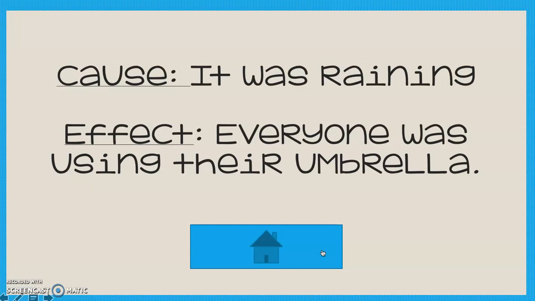So this is just an example. Yours might be a little different, but it's probably something around rain and umbrella or something similar to that. It doesn't have to be exact, but it has to make sense with our picture. So as it was raining, the effect is everyone's using their umbrella.